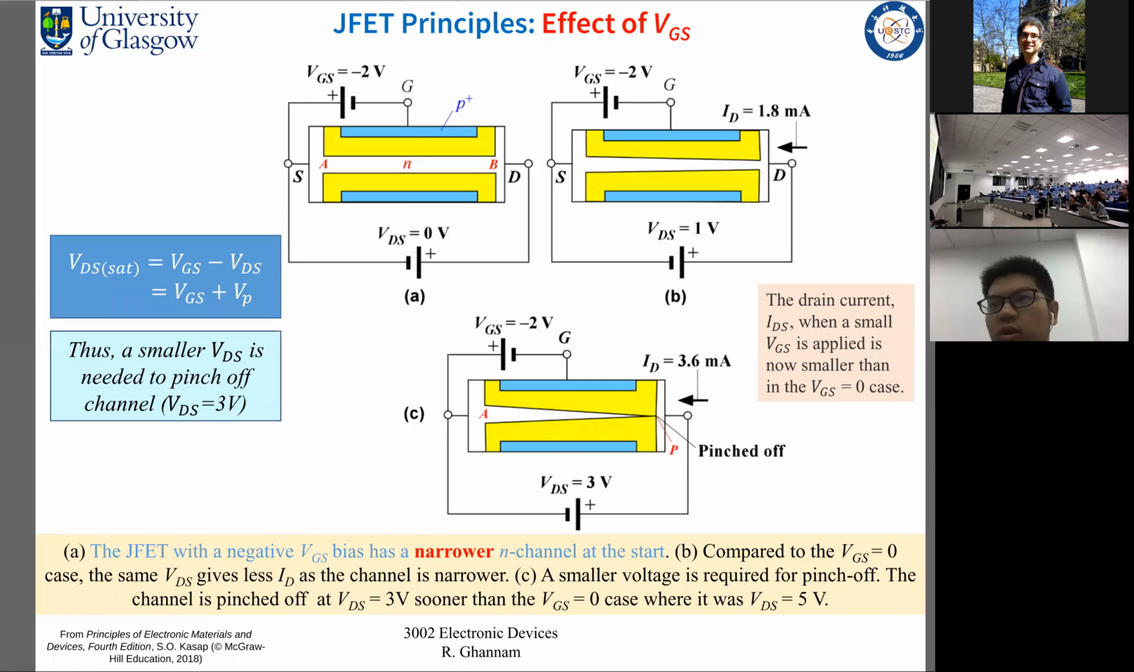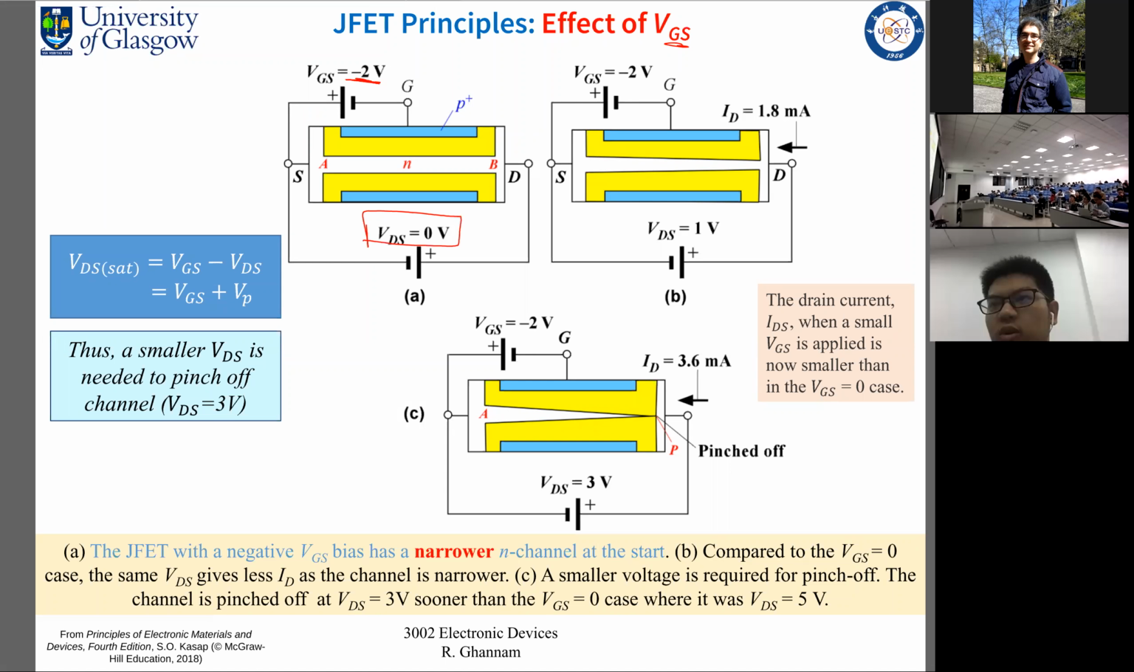Now, what happens when we change VGS? First of all, we assumed that VGS was equal to 0. Now, let us see what happens when VGS is varied. So let's start off with VGS equal to minus 2 volts, and VDS equal to 0.